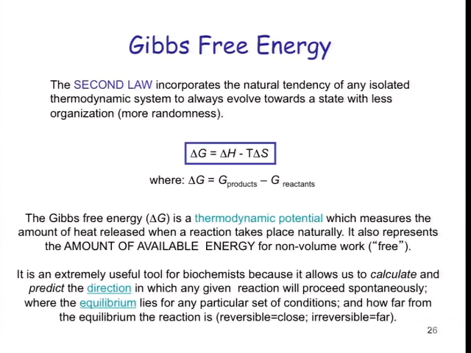And here it incorporates the natural tendency of any isolated thermodynamic system, of which you could be considered one maybe, to always evolve towards a state with less organization or more randomness. So the delta G, which is the G of the products minus the G of the reactants, will come from effects on enthalpy or T delta S.